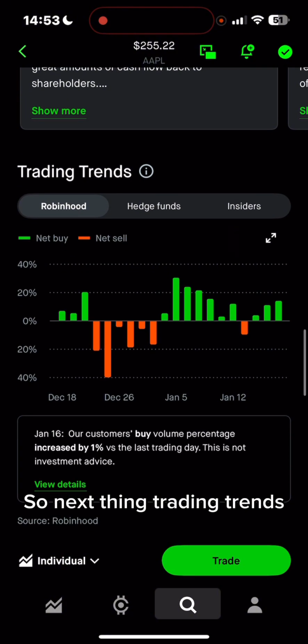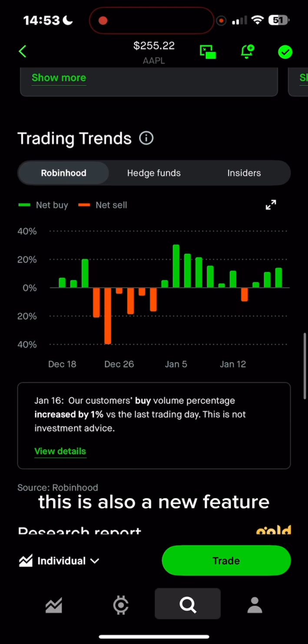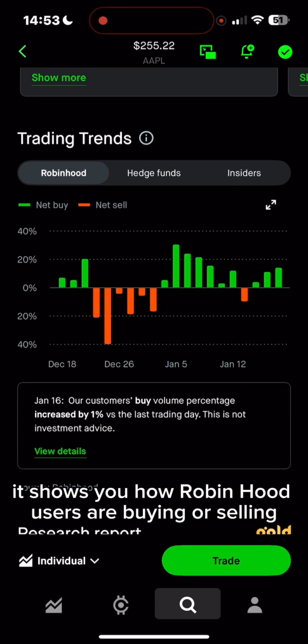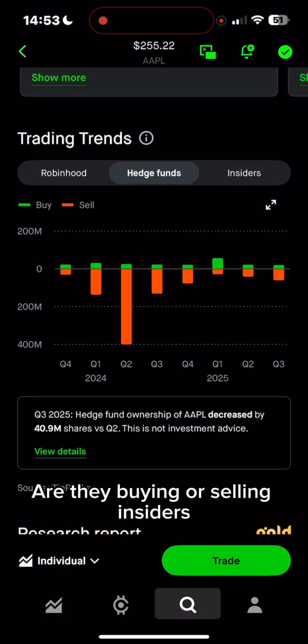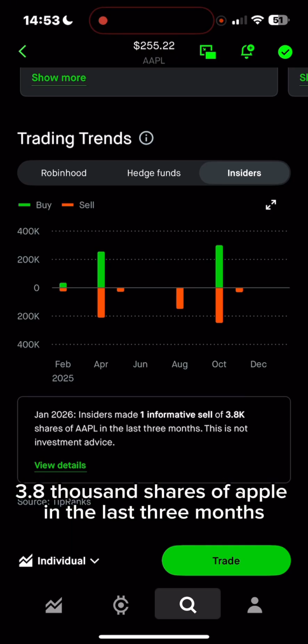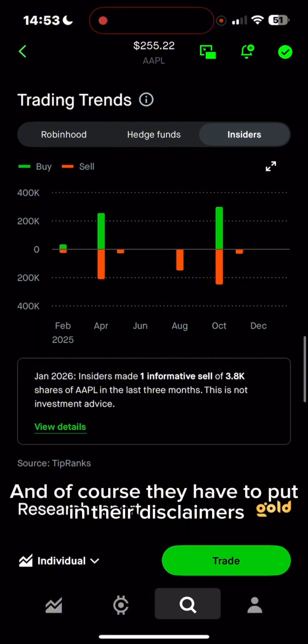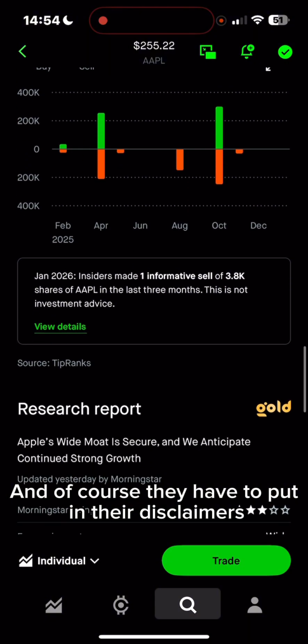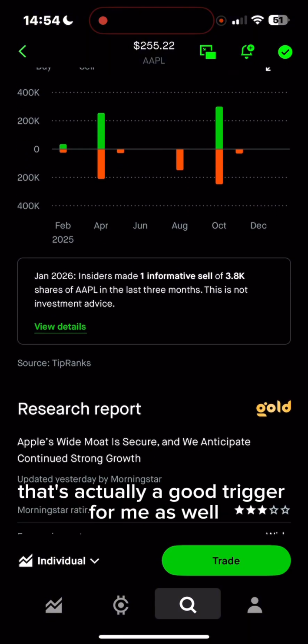So next thing, trading trends. This is also a new feature. It shows you how Robinhood users are buying or selling. Hedge funds, are they buying or selling? Insiders, for example, for this one, sold 3.8 thousand shares of Apple in the last 3 months. And of course they have to put in their disclaimers. And yeah, that's actually a good trigger for me as well.